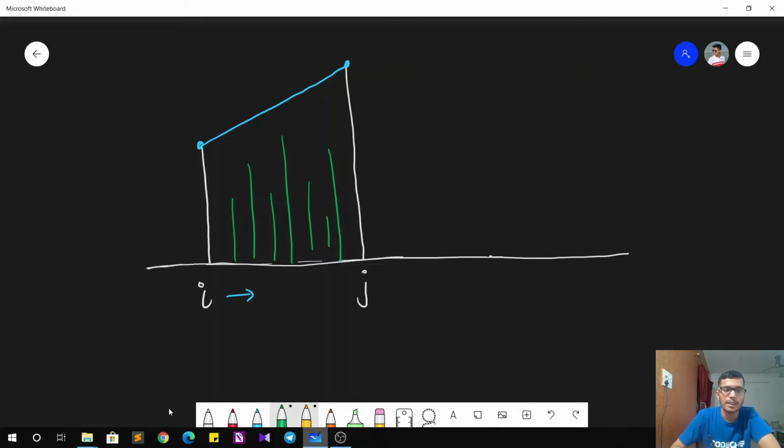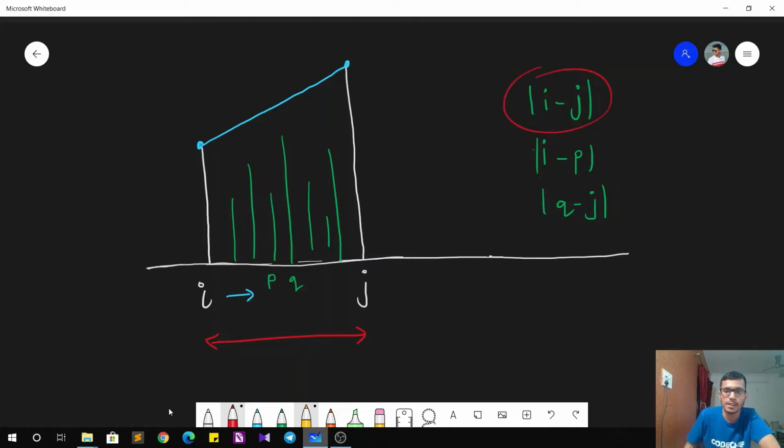And now you can see that if I pick any pair of segments in between, let's say I have a segment over here P, or a segment over here, let's say Q, the maximum distance between P and Q would never exceed I minus J, or I must say mod I minus J, right? So if you pick any pair, say I and P, or Q and J, the maximum possible distance is going to be this I minus J, because J is the farthest one from I to the right, okay? And if you pick any other segment in between, it will not exceed this distance. So this is one of the main points that leads us towards the solution.